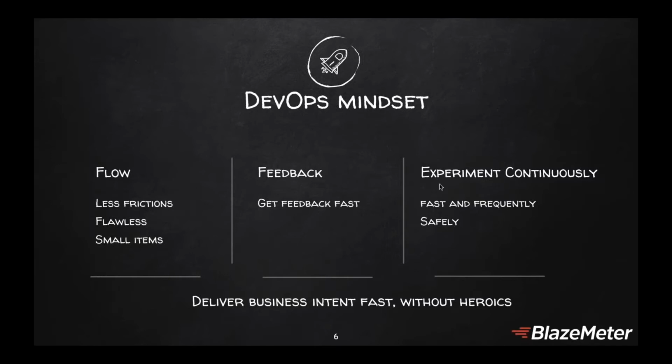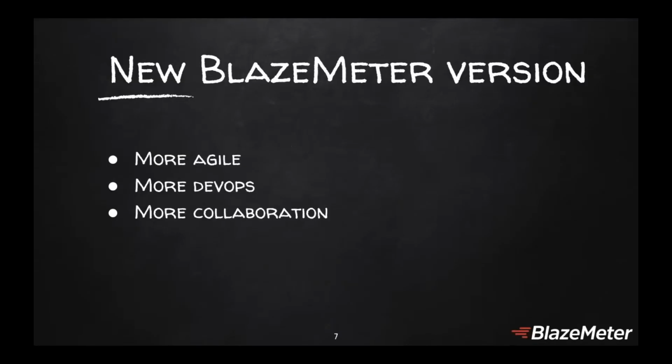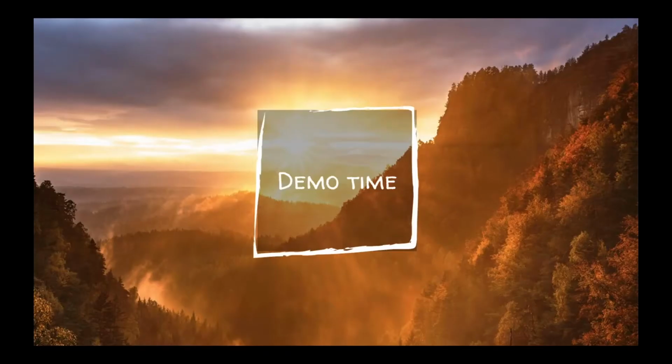which means experiment continuously. But experiment continuously doesn't mean just fast and frequent. It also means safely. And in order for that, you need to test. You need to test a lot. You need to test very soon, and you need everyone to be able to do it. So again, the whole idea was to create a version that will help you guys be more agile, more DevOps, and to allow far better collaboration between teams in large or small organizations. So let's see what we're talking about.